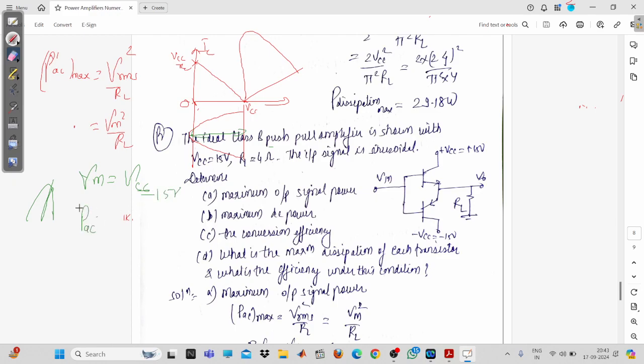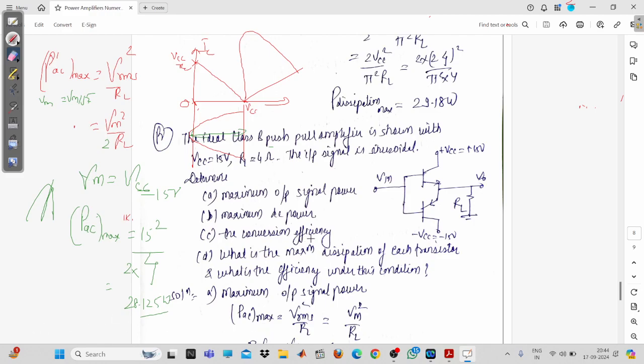So PAC maximum will be equal to 15 square upon 4, that one will be, I think it is 2 now. So VRMS square upon 2. Okay, obviously, because VRMS will be equal to what? VRMS will be equal to Vm by root 2. I think this we have left out. Okay, so that is the case. 2 into 4. So this is 28.125 watt. This is the answer.